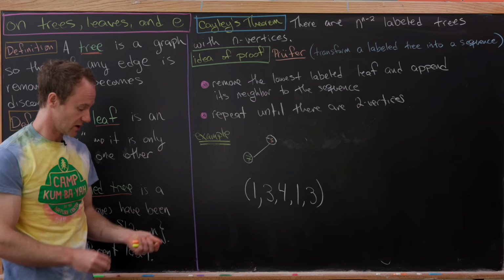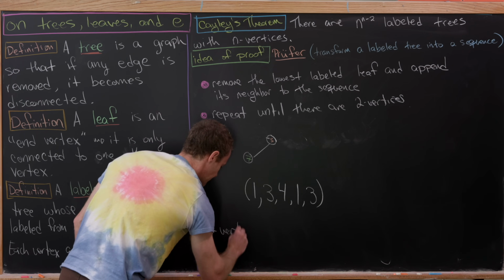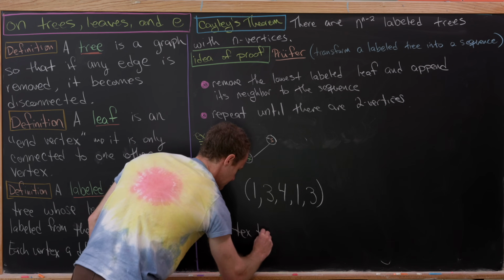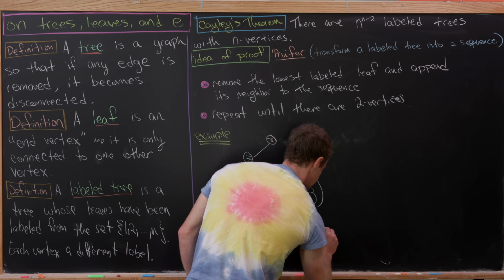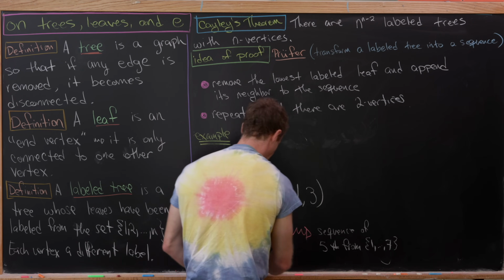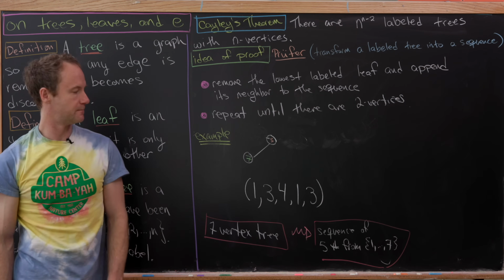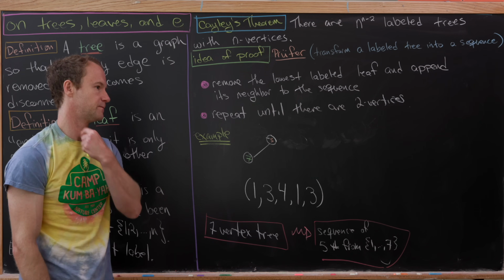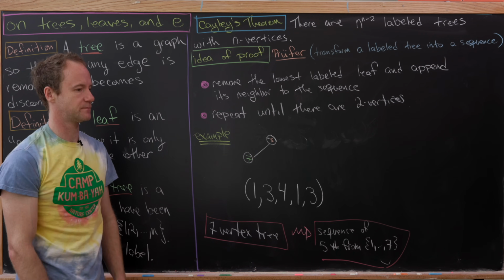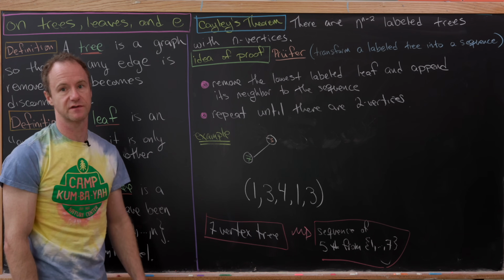Okay, so we've done it. Notice that we started with a 7 vertex tree, and then this process gave rise to a sequence of 5 numbers from the set 1 to 7. So that is essentially our transformation. So let's look at the result of this transformation.